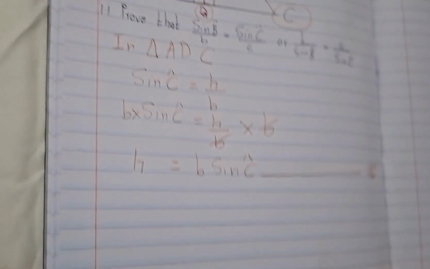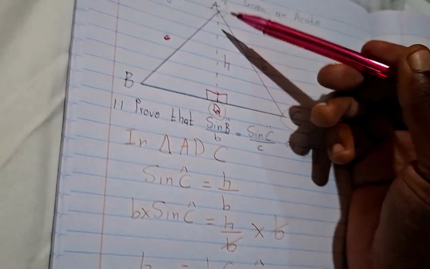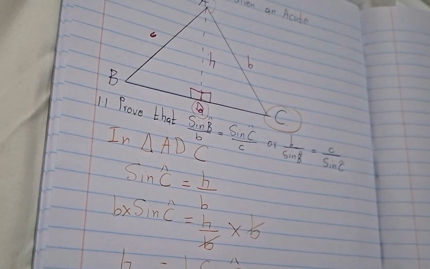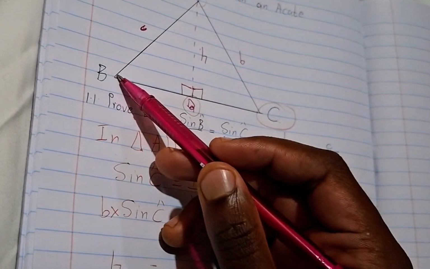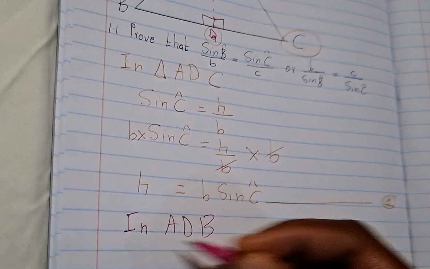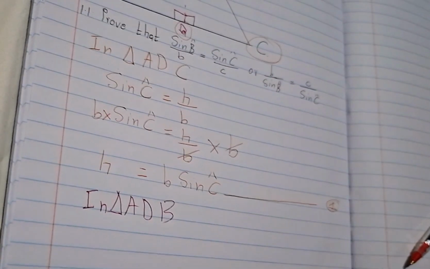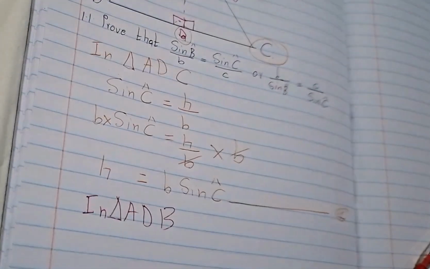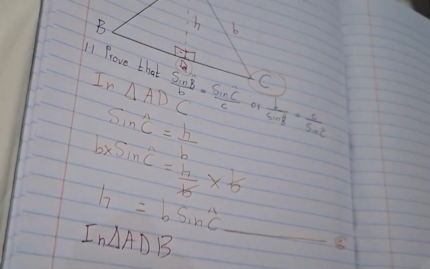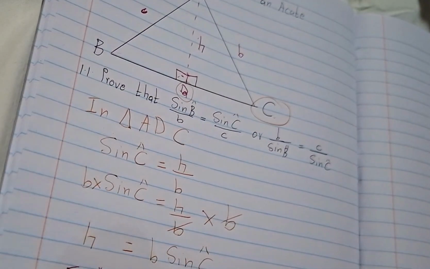And then again, let's work on this other triangle, which is triangle ADB. It's also a right triangle. Now we are in right triangle ADB. A right triangle always has one angle equal to 90 degrees, that is the right angle, the one that looks like a square there. So it's going to be opposite over hypotenuse. It's grade 10 work, this one.